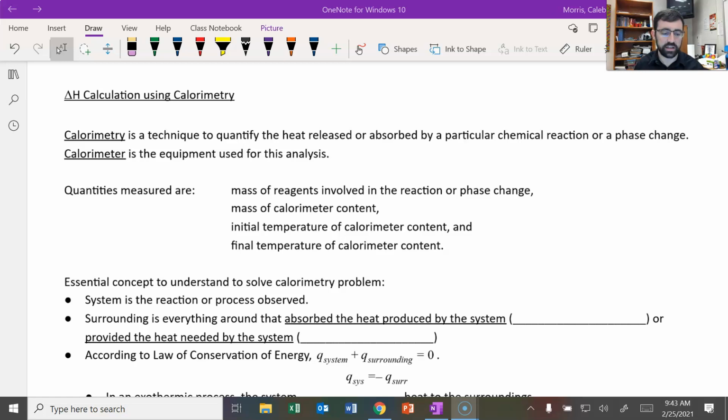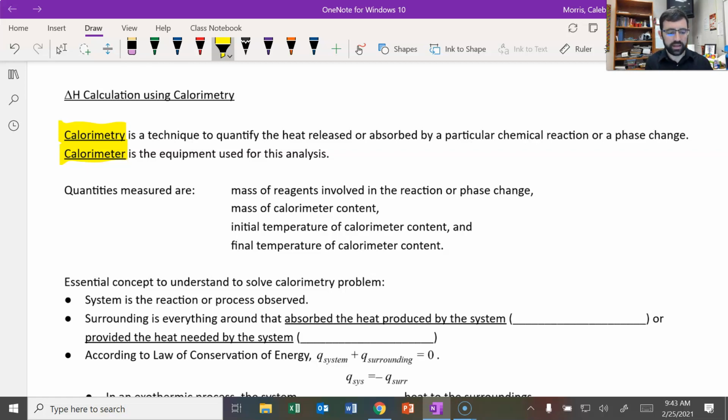Calorimetry is a technique used to quantify the heat released or absorbed by a particular chemical reaction or phase change, or any other physical change, really. A calorimeter is the equipment that is used for this analysis. There's a couple different types of calorimeters, so different types of calorimetry, but they're all used for the same general purpose.